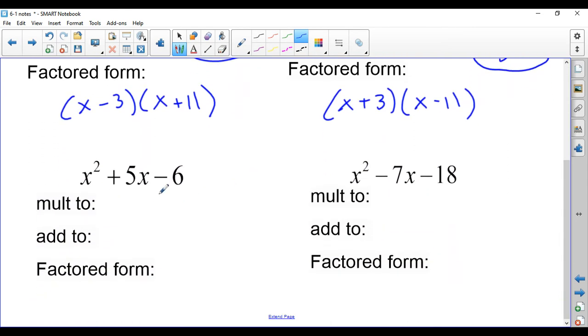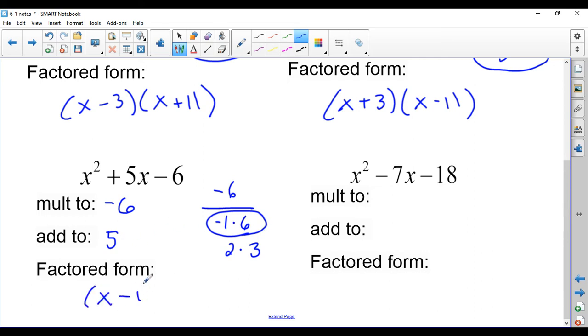A couple more examples. Here I have x squared plus 5x minus 6. I need numbers that multiply to negative 6 and add to 5. So if they're multiplying to negative 6, it's 1 times 6 or 2 times 3. And be careful with this one. One of these needs to be positive and the other one has to be negative. 2 plus 3 is 5, but they both have to have the same sign, so it can't be 2 and 3. In this case, it's 1 and 6. 6 minus 1 is positive 5. My factors are x minus 1 and x plus 6.